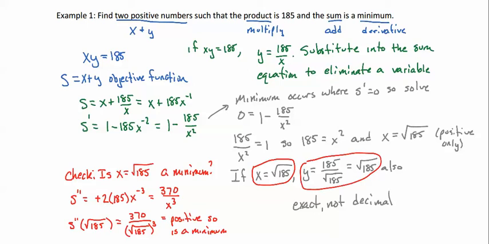I'm not going to find the decimal for that. I don't care what the decimal for that is. What we care about is the exact answer. So we'll leave it in root form, square root of 185.